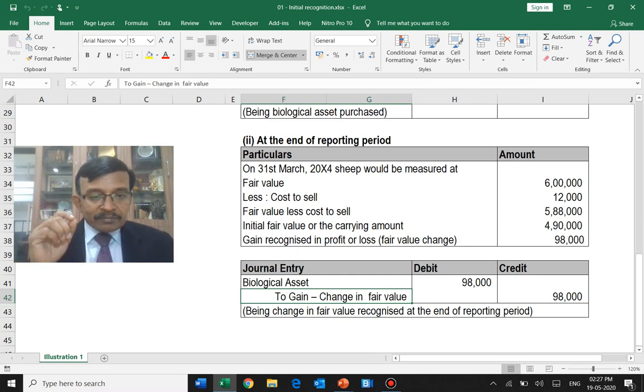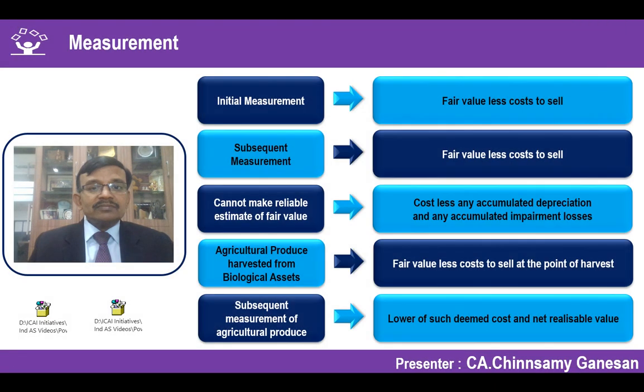But agricultural items, biological assets, when you are doing a fair valuation, the difference between the original fair valuation minus subsequent measurement, either gain or loss, will go to the P&L account. Clear? Now, let's go to the second situation.